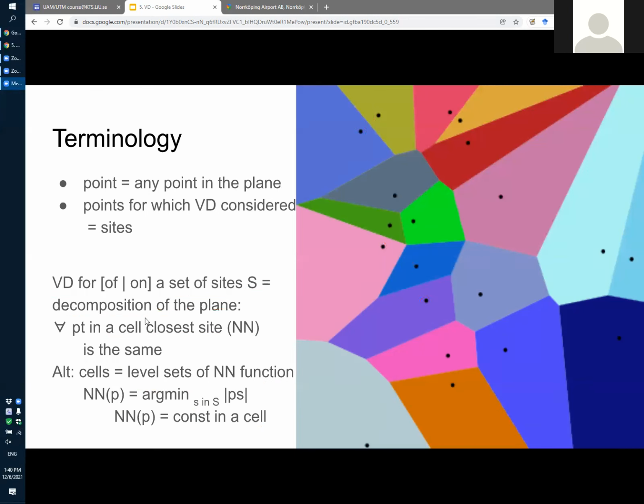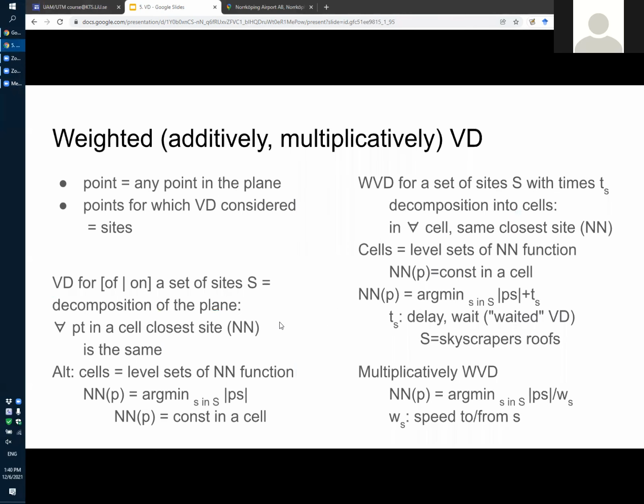And there is a reason why we looked at such a formal definition of the Voronoi diagram. This is because with these definitions, we can easily speak about the generalized Voronoi diagram, or something called weighted Voronoi diagrams. And Voronoi diagrams can be weighted either additively or multiplicatively. And I'll give you the definitions right here, and also some examples.